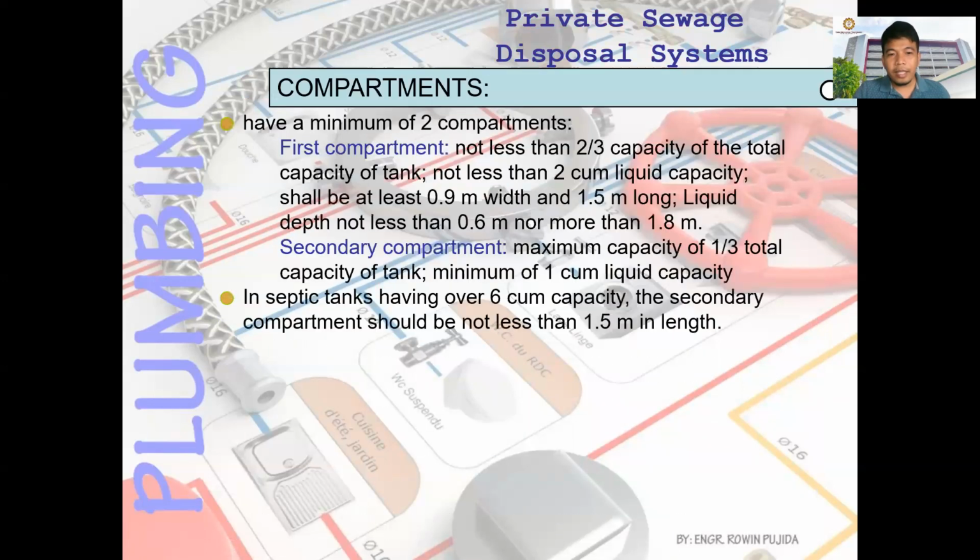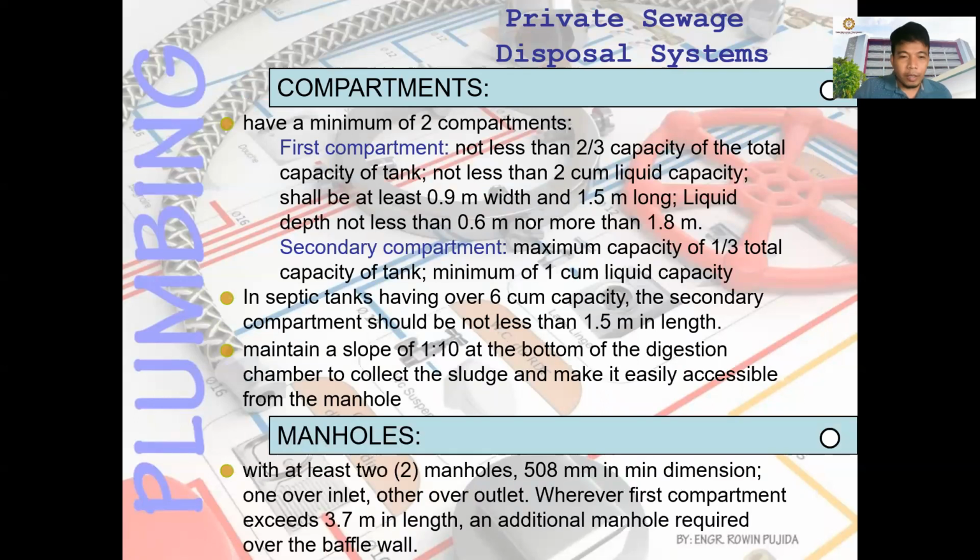So next is the manhole. So with at least 2 manholes, or that is 508 millimeter in minimum dimension, or that is 0.5 meter in minimum dimension, one over inlet, other over outlet. So wherever first compartment exceeds 3.7 meters in length, an additional manhole required over the baffle wall.